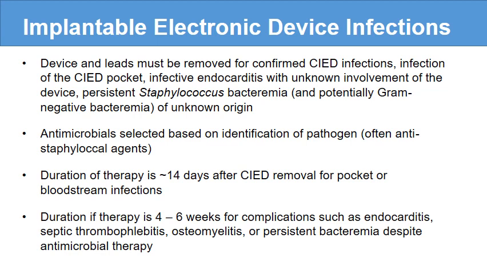So the antimicrobials you use would be based on the pathogen. We said that coagulase-negative staph is common, so you'll probably see something like vancomycin pretty frequently. And the duration of therapy depends on whether it's just the device that's involved or if you're actually seeing something like infective endocarditis.